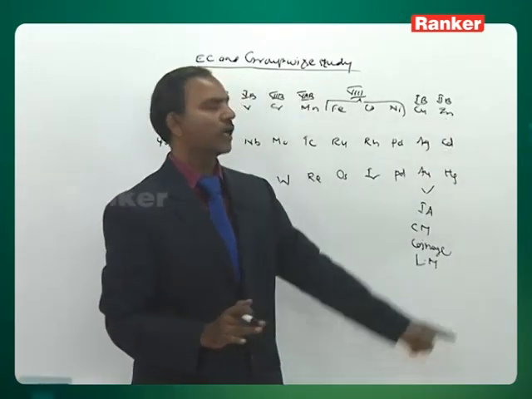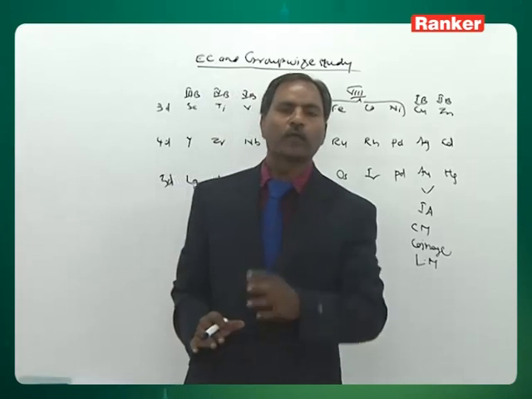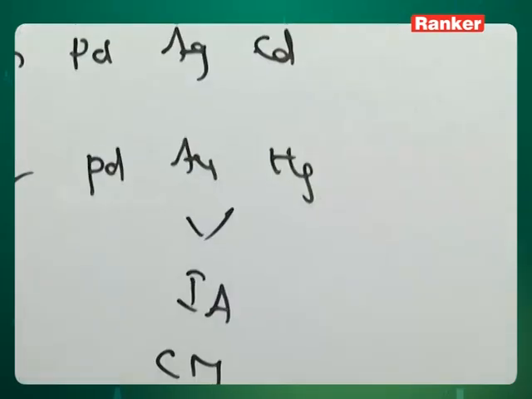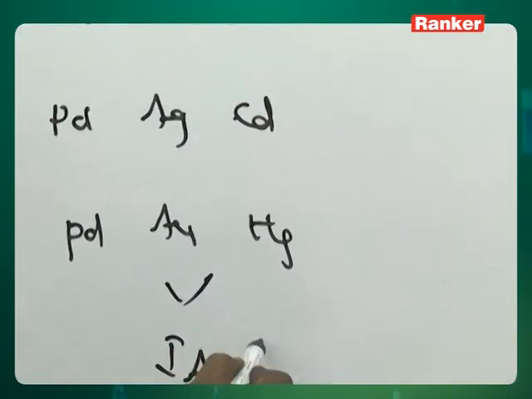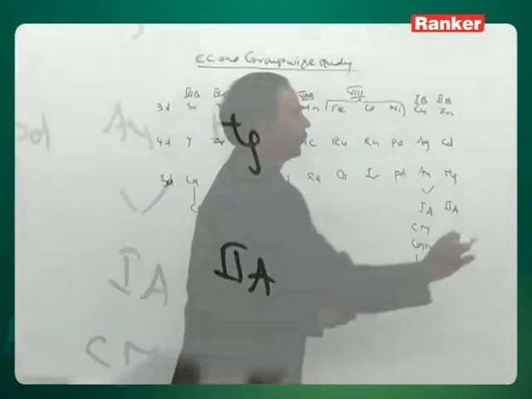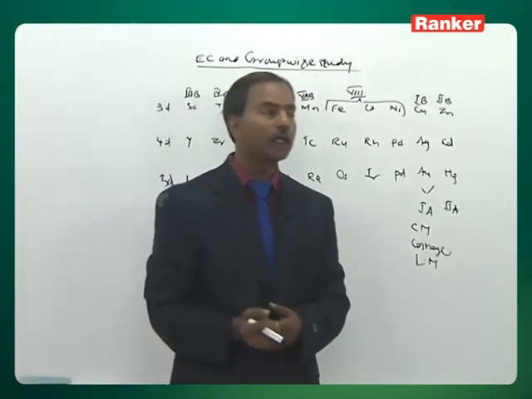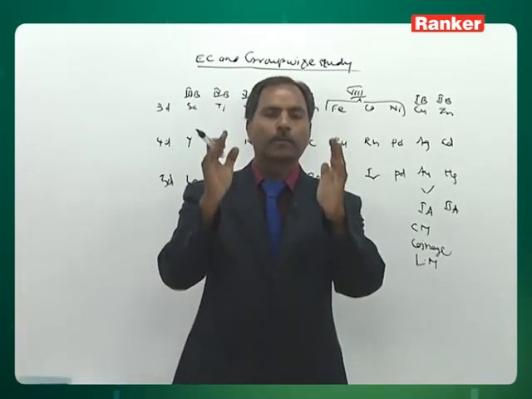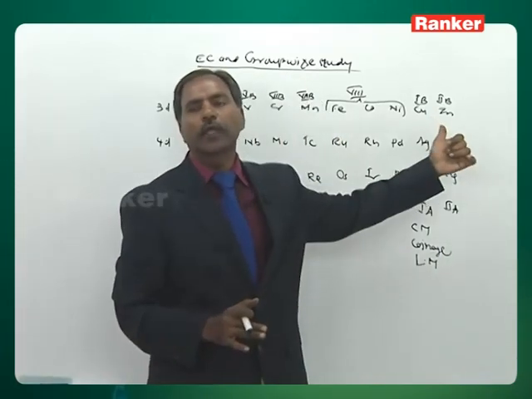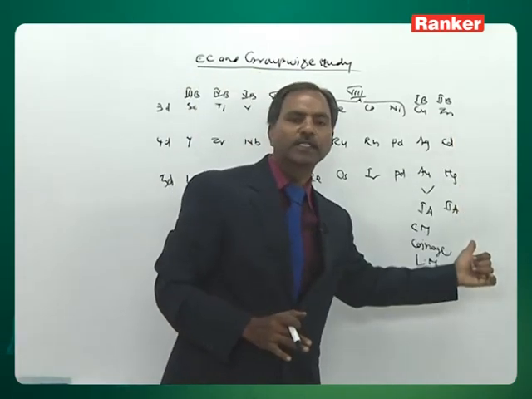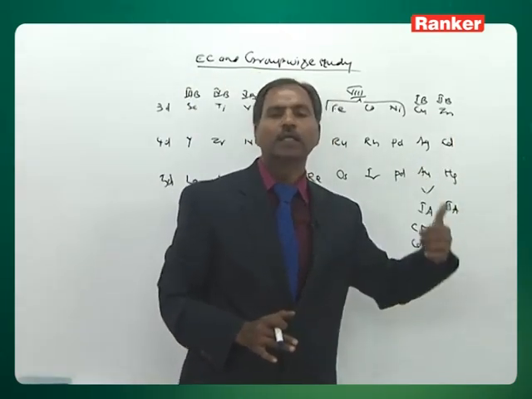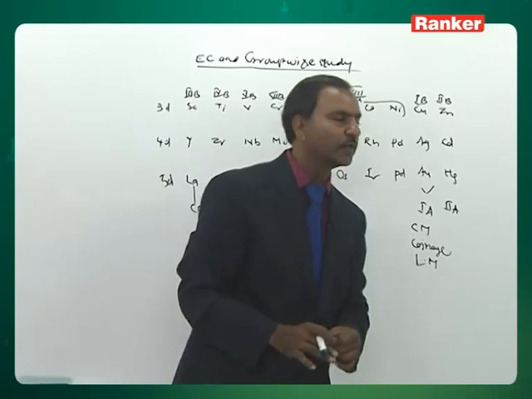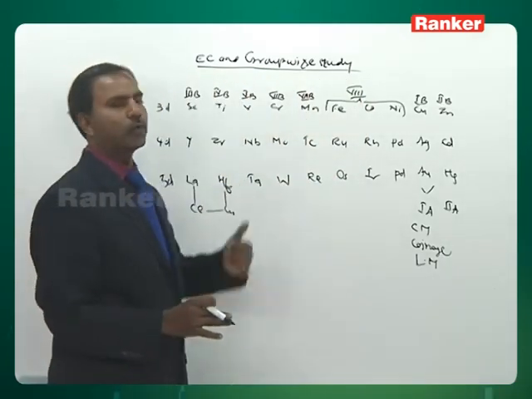Coming to the second B group of elements. The second B group exhibits similarities with the second A group of elements, the alkaline earth metals. Why? Their common oxidation number is +2. Second A group also has +2. Therefore, the second B group exhibits similarities with the second A group of elements. Come to the next, the third B group.